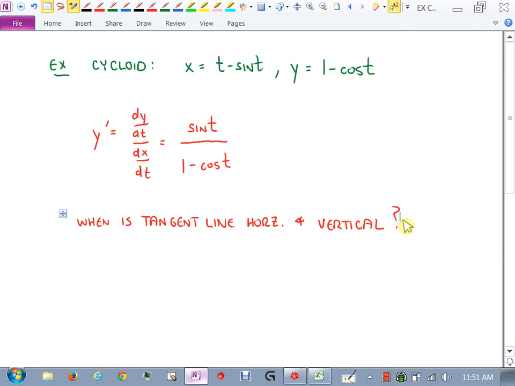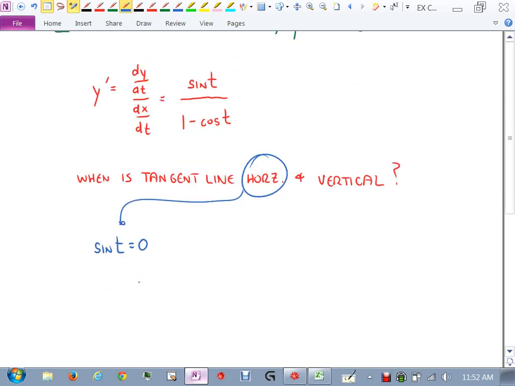So if I want to know when the tangent line is horizontal, that's the same as saying when is the derivative equal to 0, right? A horizontal line has a slope of 0. So to say I want to know when the tangent line is horizontal means I need to know when this fraction is 0. The only time a fraction can ever be 0 is when the top is 0. So for the horizontal part, all I need to do is figure out when sine of t is 0. So when is sine t 0? 0 and pi, yes.